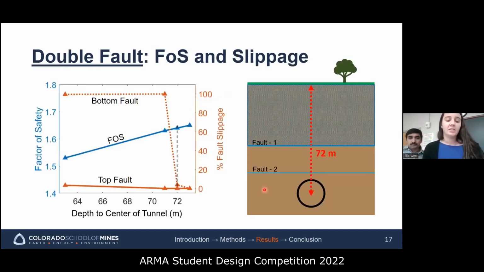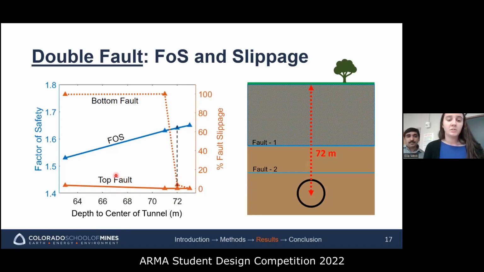These same analyses were also performed for the double fault scenario. But for this case, we had to analyze percentage of slippage along both the upper and the lower faults. Again, if you look at this blue line on the figure on the left, you can see a similar trend to that of the single fault scenario, where increasing the tunnel depth increases the factor of safety. Increasing the tunnel depth also decreased the percentage of slippage on both faults.